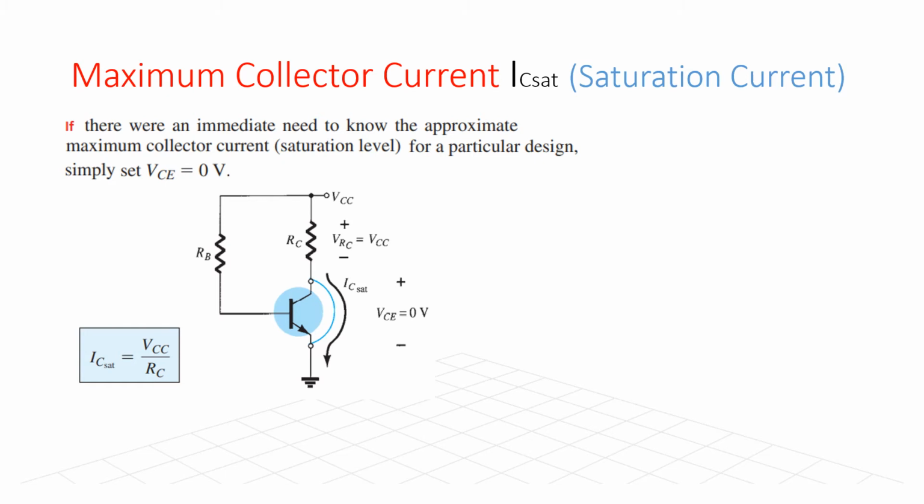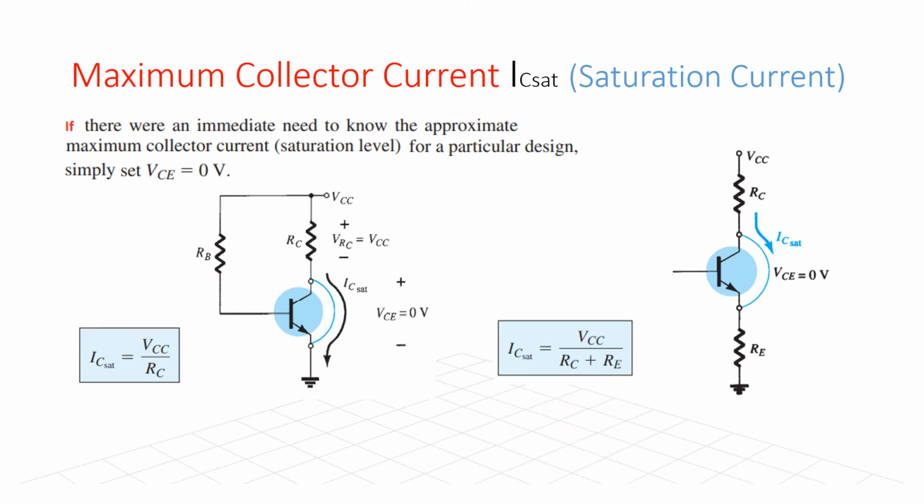But if the circuit is slightly more complicated, like we have RC and RE, we can still use the same technique. Put VCE equal to 0, and then IC saturation in this case will be VCC divided by the two resistors.